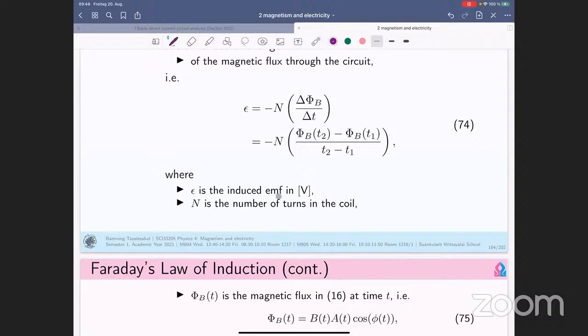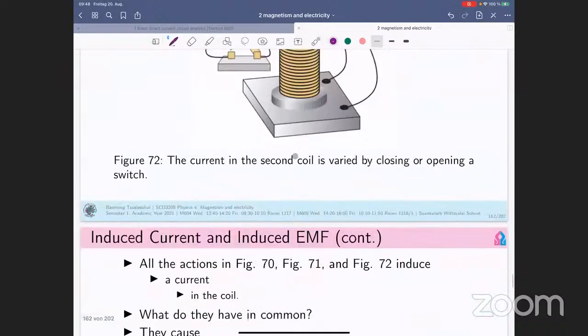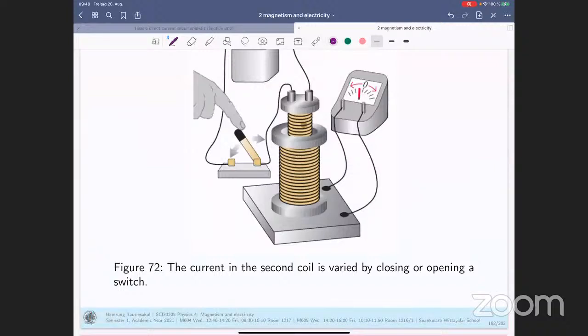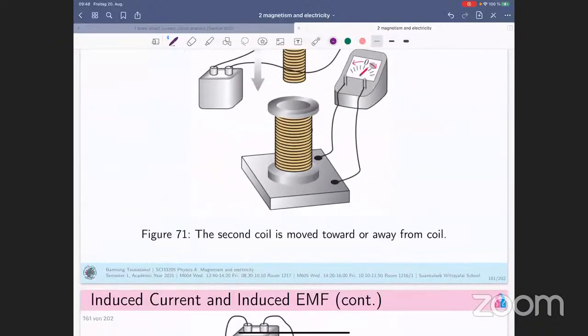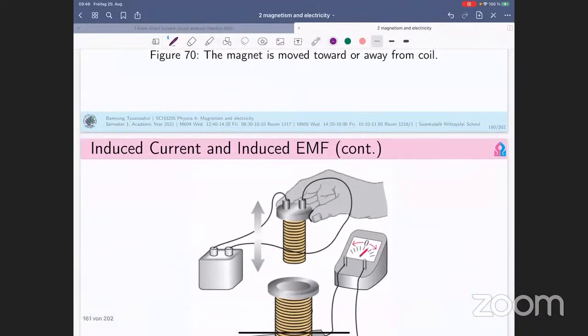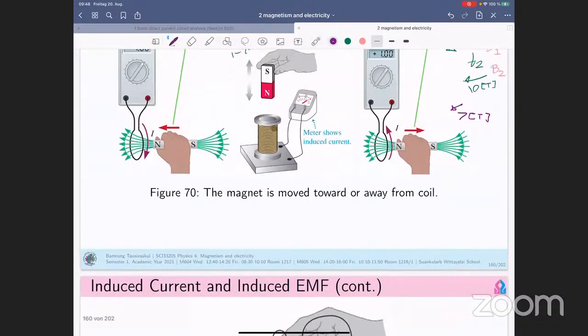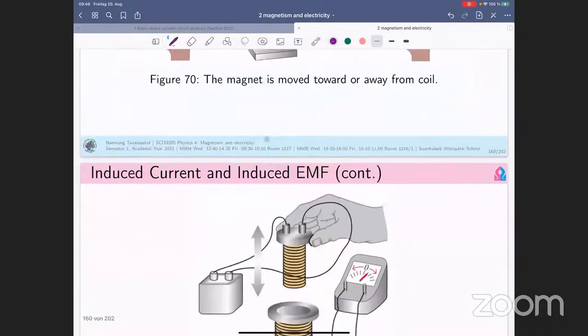This is the induced EMF in volts, and N is the number of turns in the coil. You have to count how many turns you have, not in this one but in the main coil. What happens in the main coil is related to the amount of the induced current, which is the induced EMF too. The number of turns is the number of circles of conductor in this loop.